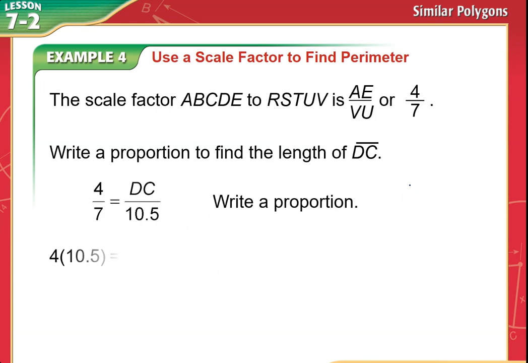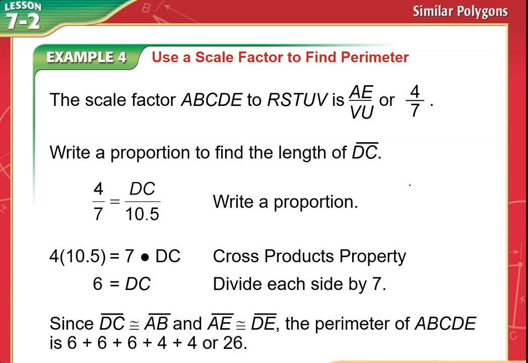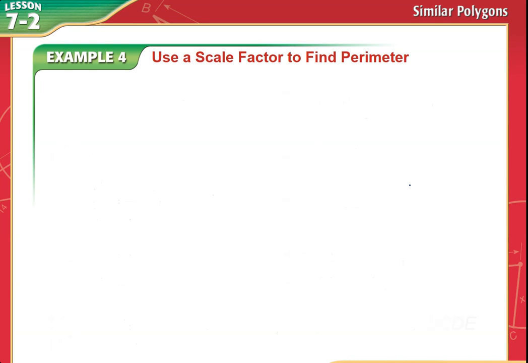So then we can solve that by cross multiplying. And that gives us 42 equals 7 times DC. And then divide by 7. They don't show the 42 there, but 10.5 times 4 is 42. And then 42 divided by 7 is 6. Okay, so since DC is congruent to AB and AE is congruent to DE, the perimeter of ABCDE is 6 plus 6 plus 6 plus 4 plus 4, or 26.